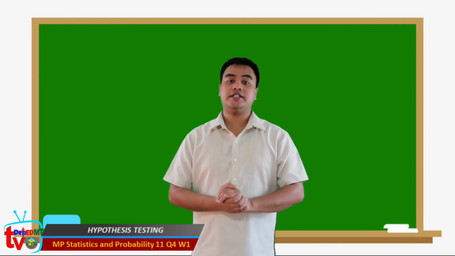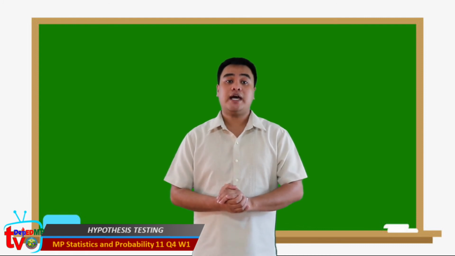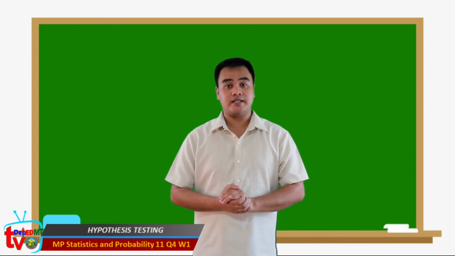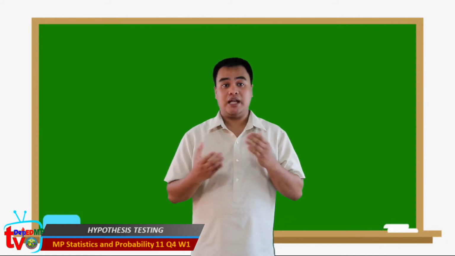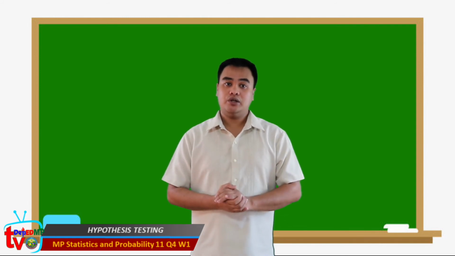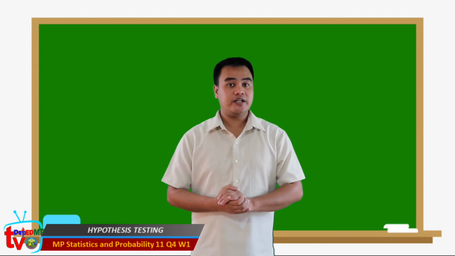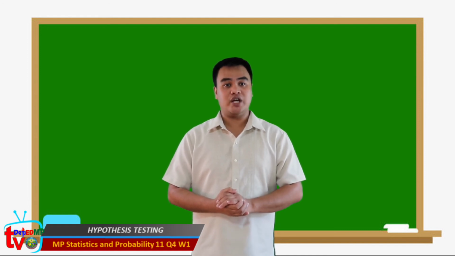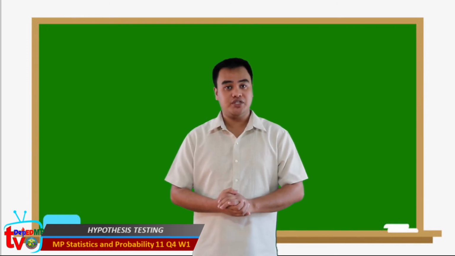Given the null and alternative hypothesis, you are tasked to determine the hypothesis test used. Maybe a left-tailed, right-tailed, or two-tailed. Then sketch the graph of each to represent the rejection and non-rejection region.